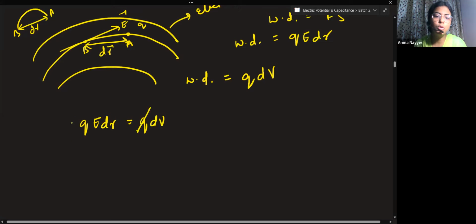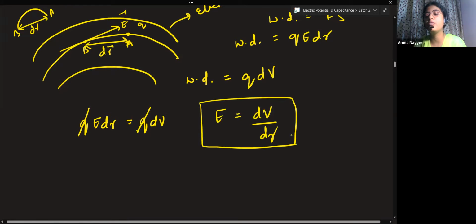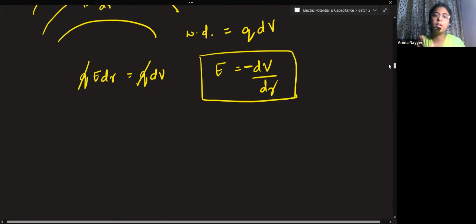QdV. So QQ gets cancelled. Electric field is what? Electric field is dV by dr. This is the relationship of electric field with potential. Just one thing, a negative sign you have to add automatically. And what is the significance of this negative sign? I'll tell you. But before that, remember, electric field is what? Differentiation of potential by the change in the distance.